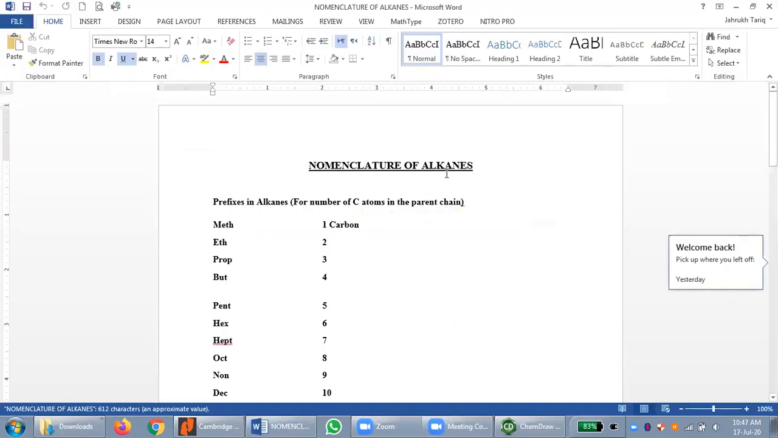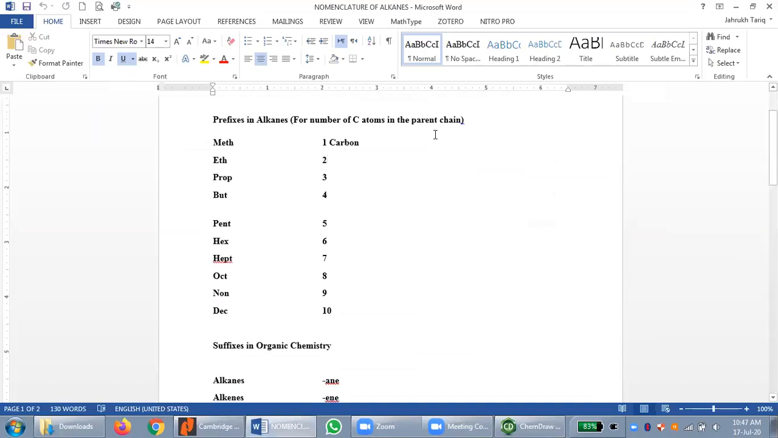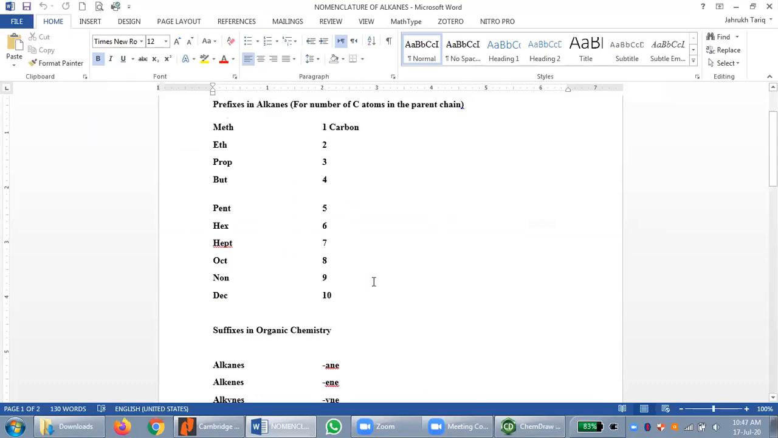Let's revise a little bit. Nomenclature of alkanes, the prefixes in simple alkanes for the parent chains, the basic chains we have drawn so far. Meth for 1 carbon atom, eth for 2, prop for 3, but for 4, pent for 5, hex for 6, hept for 7, oct for 8, non for 9, and dec for 10.